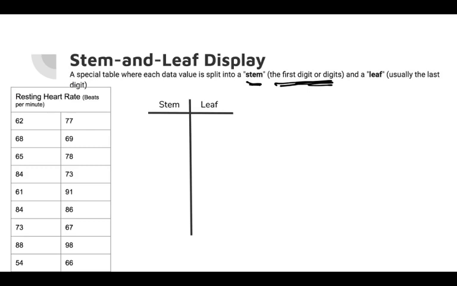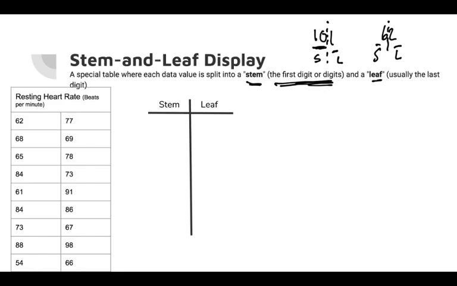So for example, right here, my numbers all stay within the tens digit, but if I had something within the hundreds, if I had data that was 101, maybe you'd pick the first two digits as the stem. And then the leaf is usually the last digit. But with this data, with 62, I'm just going to call this the stem and this the leaf.